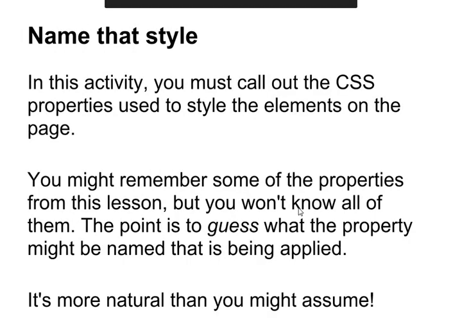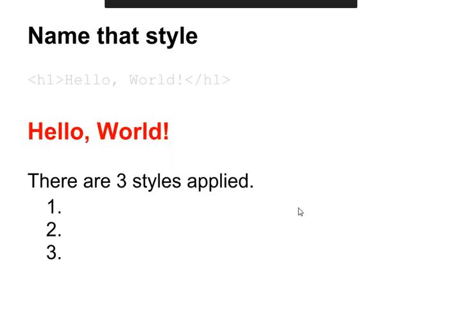All right, so in this activity, which is called Name That Style, all I want you guys to do is call out the CSS properties used to style the elements on the page. You might remember some of the properties from this lesson, but you won't know all of them. The point is to guess what the property might be named that is being applied. So here's our code up at the top. We have a heading, Hello World, and we see how it's applied on a web page. That's what it looks like as your finished product. And there's 3 styles applied to it.